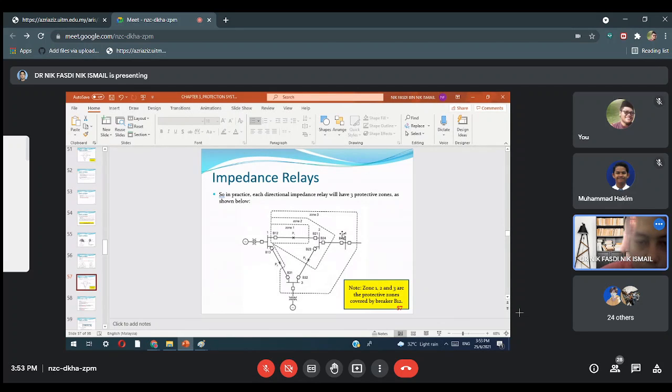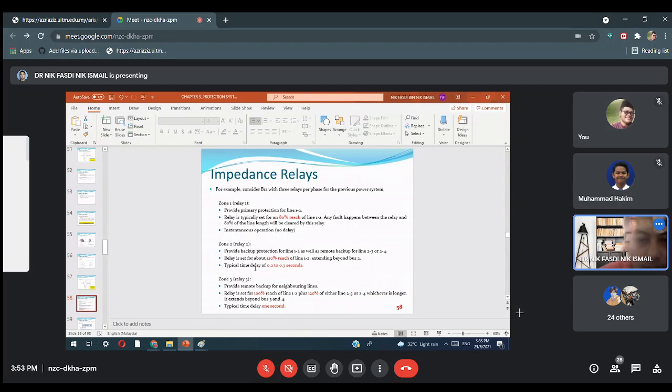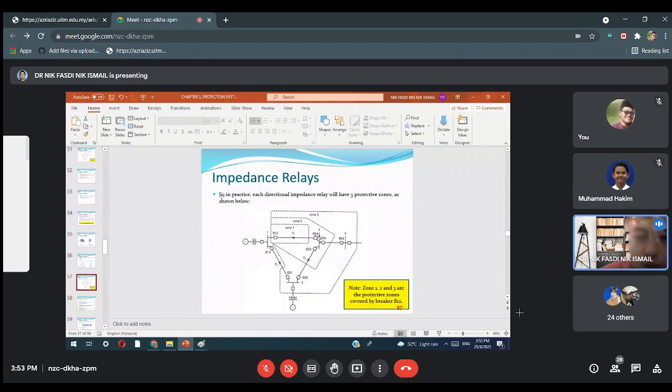Between 2 and 4. Okay. So it becomes 120%, and it has a time delay of about 0.2 to 0.3 second. So zone 2 has a delay of 0.2 to 0.3 second. Backup protection. And then the last one is zone 3.